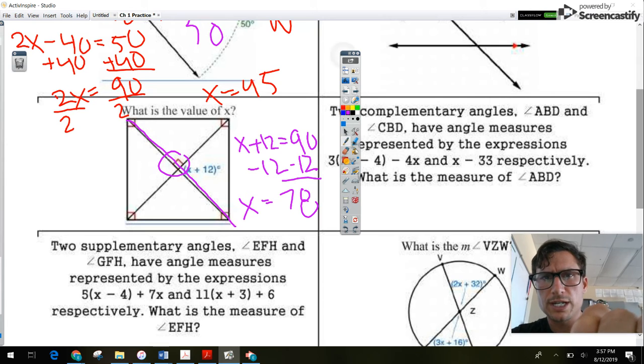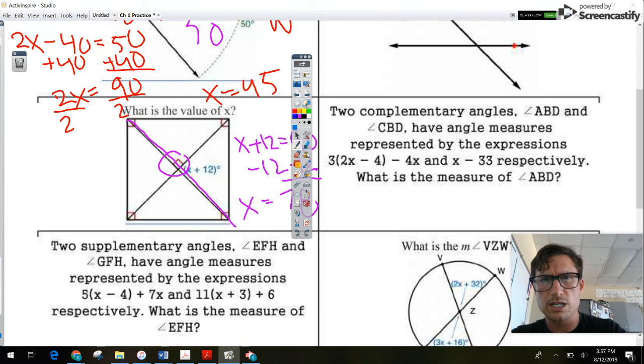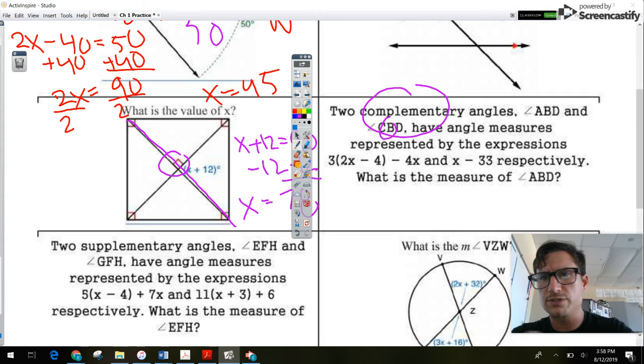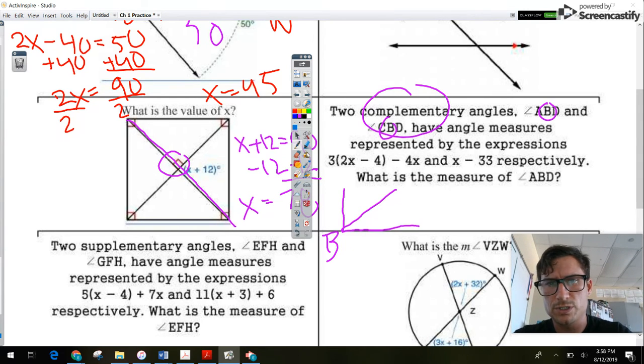So remember, when you're looking at the example over here, complementary is a drop-in hint in that two angles add together to equal 90 degrees. You'll notice that they share the same vertex B. And so we have angles written by expressions. So what's the measure of angle ABD? So one, it'd be good to draw a picture. We know that they have to add up to 90. We know B is the vertex. So we could do ABD and then CBD.